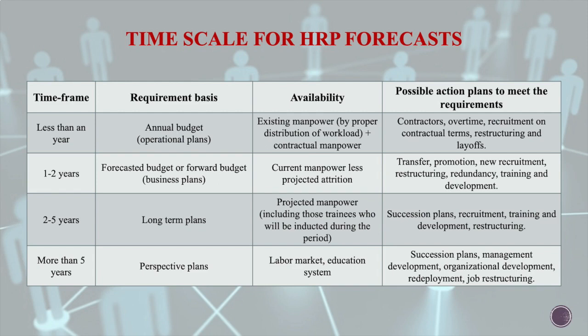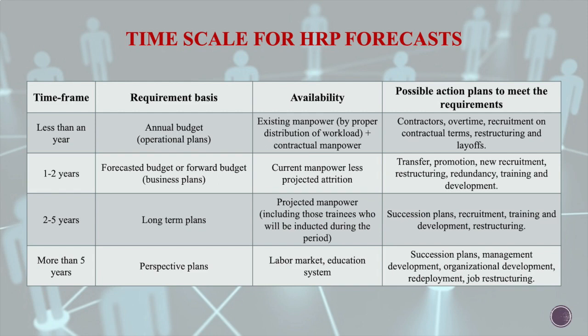and layoff. When the time frame is for a span of 1 to 2 years, then the requirement basis will be a business plan. We can forecast the budget or forward the budget. The availability will be the current manpower that you have minus the projected attrition. So the possible action plan can be transfer, promotion, new recruitment, restructuring, redundancy, training and development.